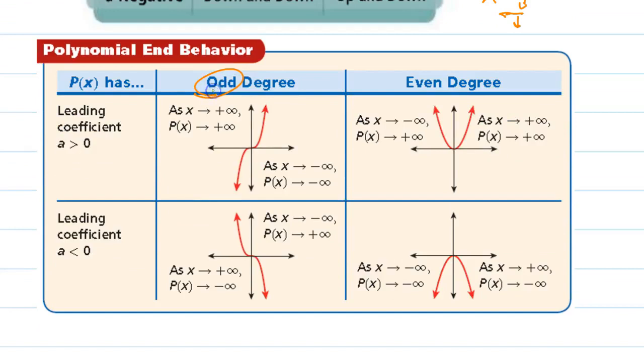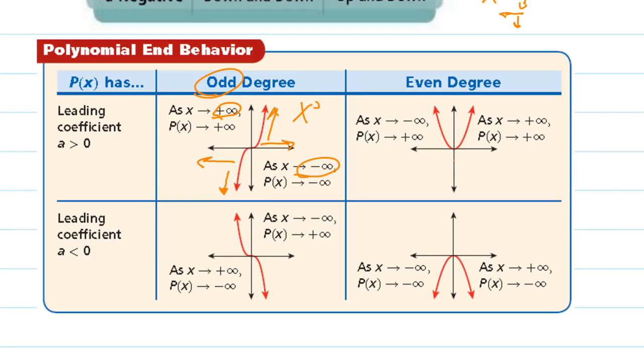Odd degree, our x cubed graph, and this basically is an x cubed graph right there. As x goes to positive infinity, that means to the right, what is happening to your graph? It's going up also to positive infinity. As your graph is going to negative infinity, that means the left. So as my graph is going to the left, what is happening to the graph itself? It keeps going down. That's a normal x cubed graph.